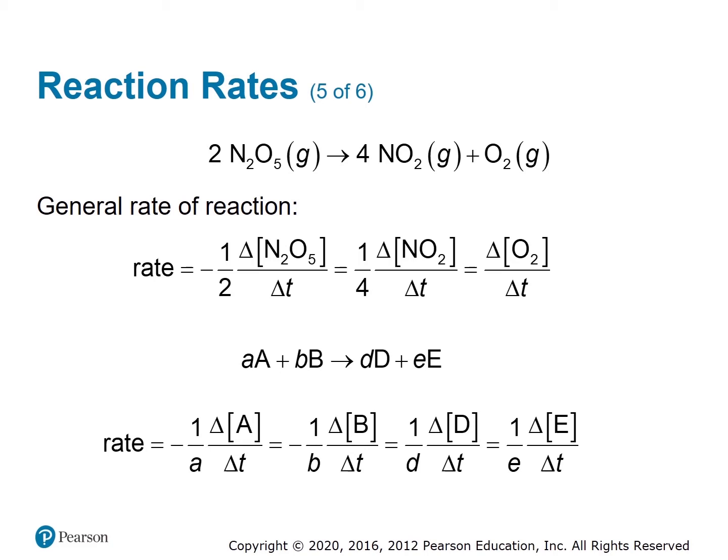We saw earlier that NO2 is formed at a rate 4 times that of oxygen, so the rates are equal if we multiply the NO2 formation rate by 1/4, or the inverse of its stoichiometric coefficient. We can relate the rate of decomposition of the reactant N2O5 similarly, but the rate is negative because reactants are consumed over time and so their concentration will decrease.